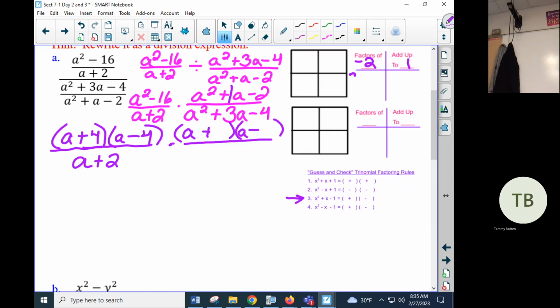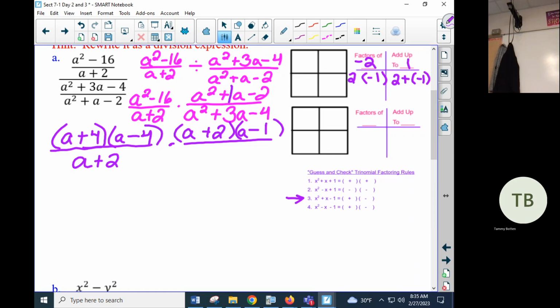We'd have to do 2 and 1. And if that's positive, which one of these would have to be positive? The 2 would be, okay? So 2 times -1 is -2, and 2 plus a -1 is 1. So what that means is come back over here, your 2 is positive, your 1 is negative.